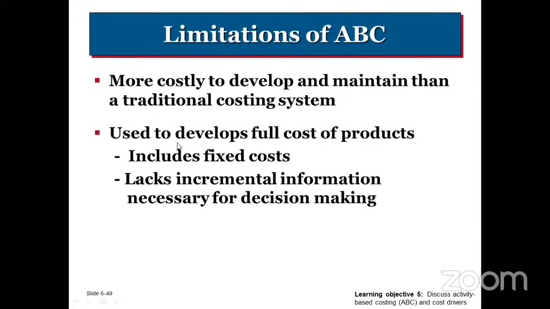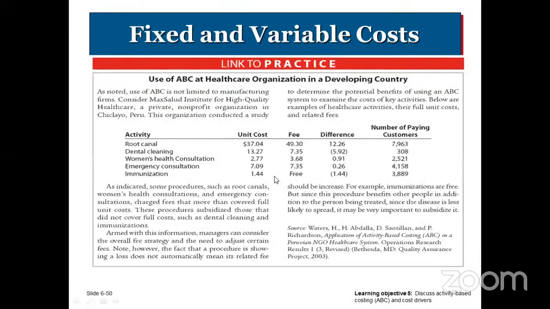Used to develop full cost of product, include fixed cost, lack incremental information necessary for decision making. This part I'm not very sure. This could be a comparison with variable cost, if I'm not mistaken, because variable cost will give incremental cost when making decisions. Because ABC definitely includes the fixed cost already.